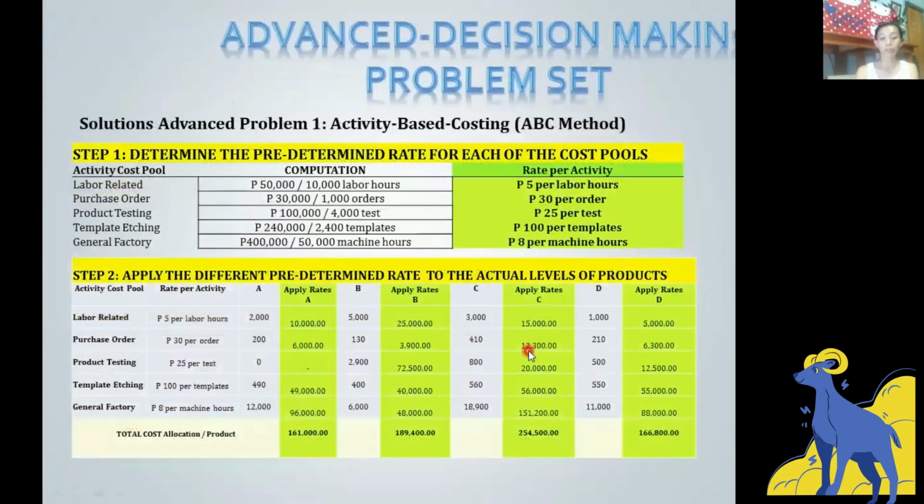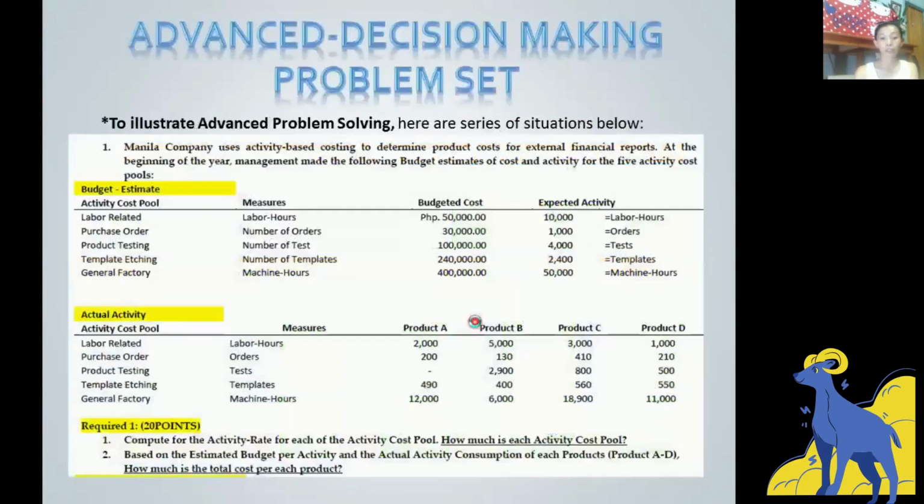The requirement for this first situation is to compute the activity rate for each of the activity cost pools. How much is each activity cost pool? Since we have 5 activities, we have to compute how much is the predetermined cost of each activity. And then number 2, based on the estimated budget per activity and the actual activity consumption of each product, A to D, how much is the cost per product.